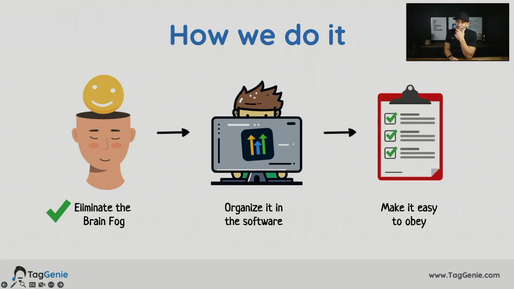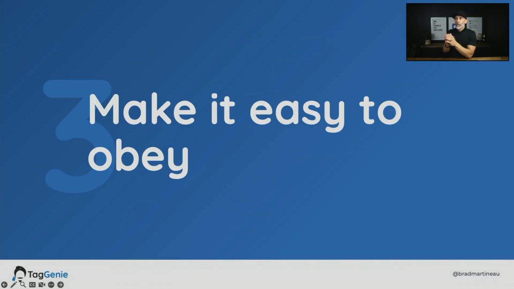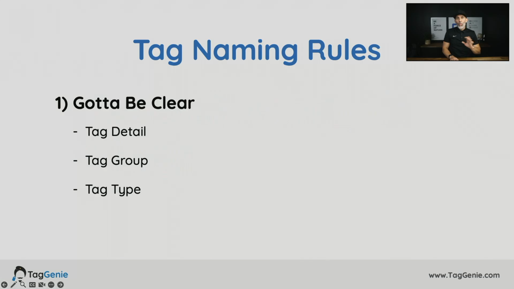Now the last piece is we've got to actually make it so that human beings will do it. We've got to make it easy to obey. Okay, so let's talk about this just for a little bit. What are we trying to obey?